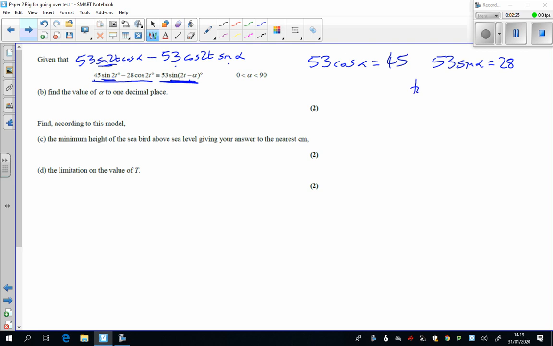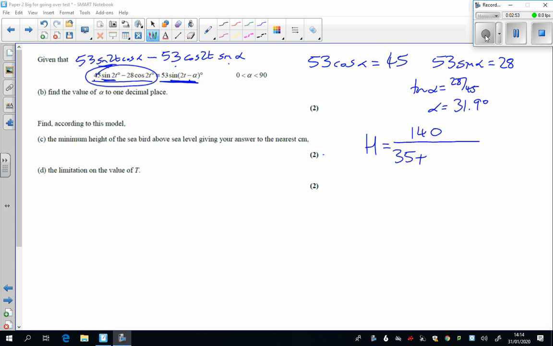Dividing one by the other gives me that tan alpha is 28 over 45, and doing an inverse tan of that and making sure I'm in degrees mode gives me 31.9 degrees. So now I'm going to think, well, what was that formula a minute ago? It was h equals 140 over 35 plus something else. But that was this thing here. And so I'm just going to rewrite this formula now as 35 plus 53 sine 2t minus 31.9 degrees.